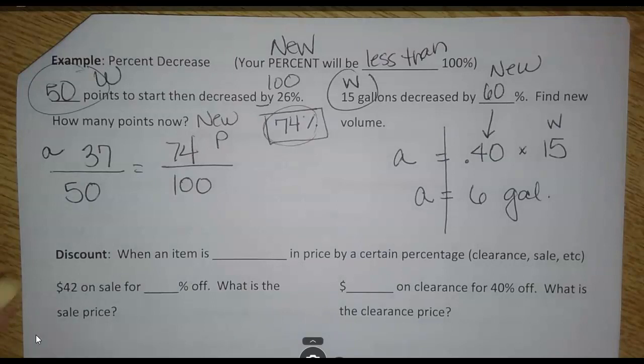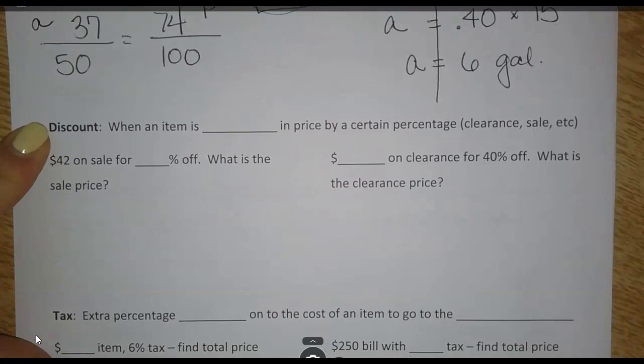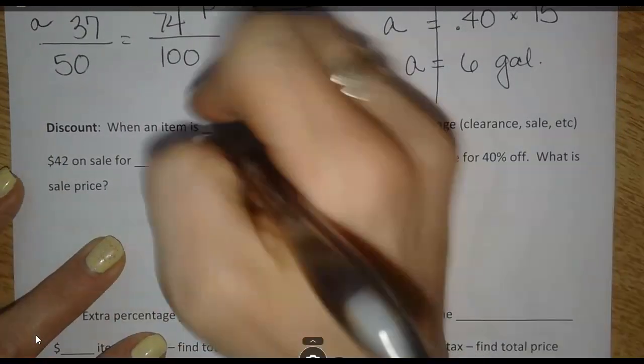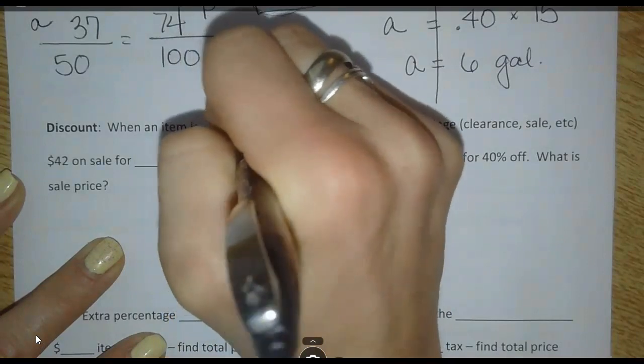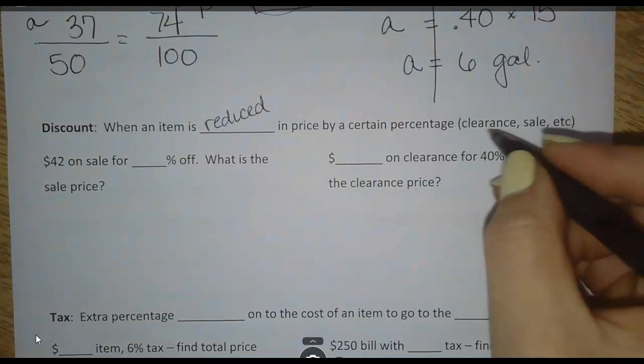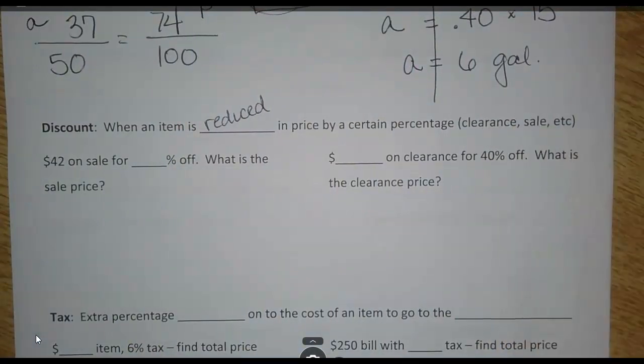So what would that look like in terms of buying something at the store? Well, maybe something's on sale or clearance. So we call that a discount. When an item is reduced in price by a certain percentage, maybe there's a 25% off clearance, or you have a coupon for 10% off. Let's look at some of those.